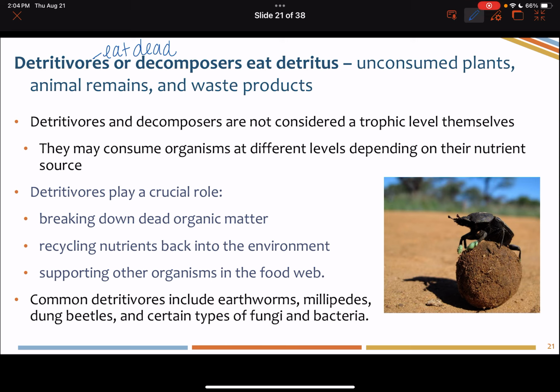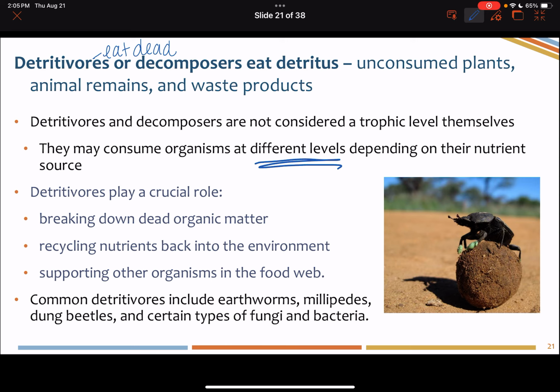So detritivores and decomposers are not considered a trophic level themselves. They are organisms that act at all trophic levels, except for autotrophic primary producer. So they can be considered essentially at the primary consumer level if they're breaking down plants. They can be considered a secondary consumer if they're breaking down dead waste from an herbivore. So these guys don't have their own level. They don't wait and only eat those top carnivores. They decompose anything that used to be living into small components.